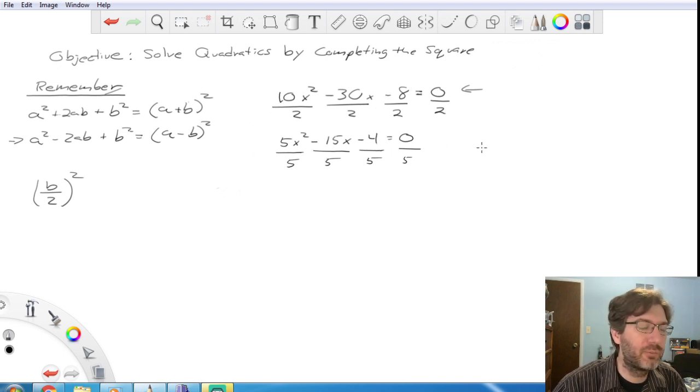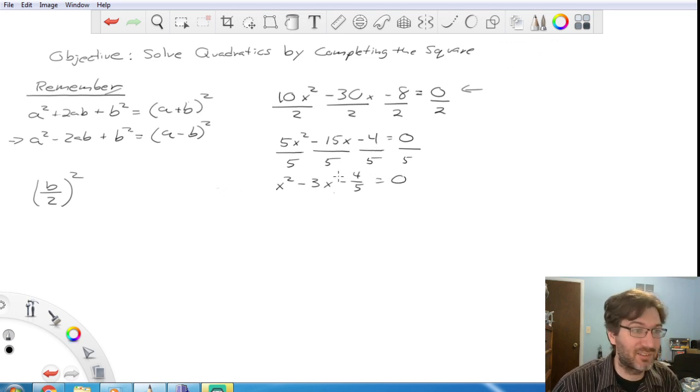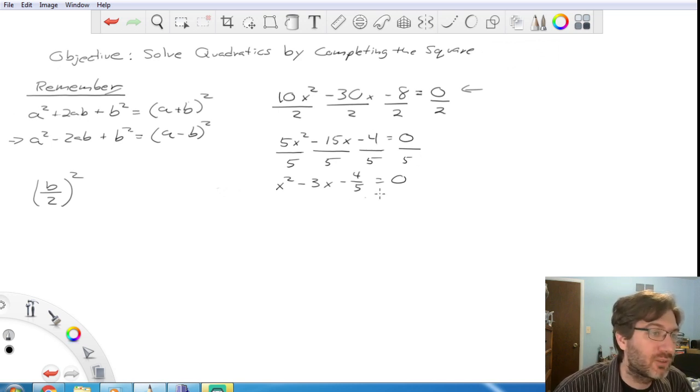But I am going to divide through by 5 here, and that's going to give me x squared minus 3x. And this is a fraction. I'm just going to leave it as a fraction. Minus 4/5 equals 0. So I really didn't divide that. I just kind of left it how it was, and that's fine because I can work with fractions. Again, they're not the prettiest to work with, but it at least gets you an idea of what's going on.